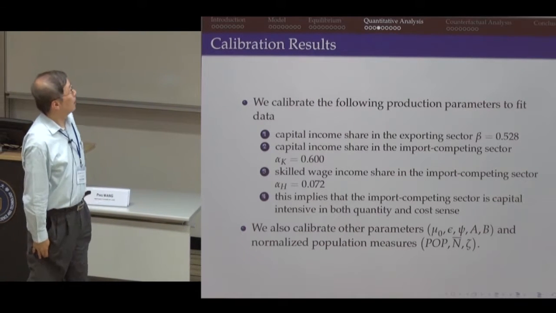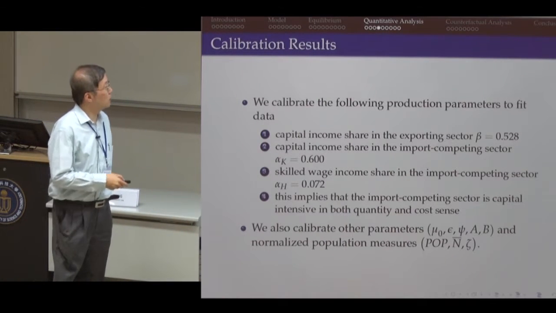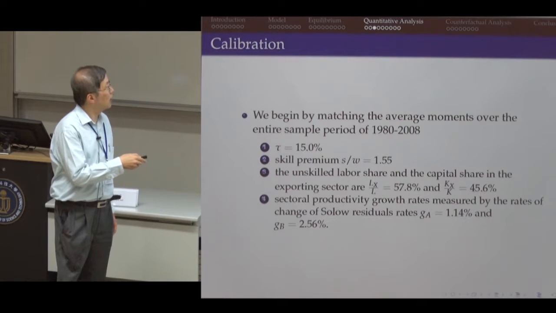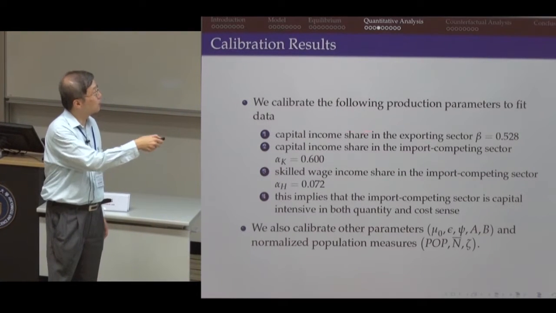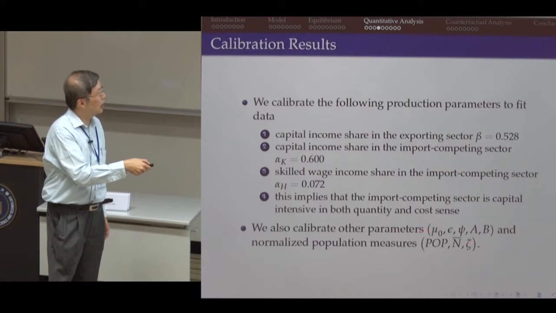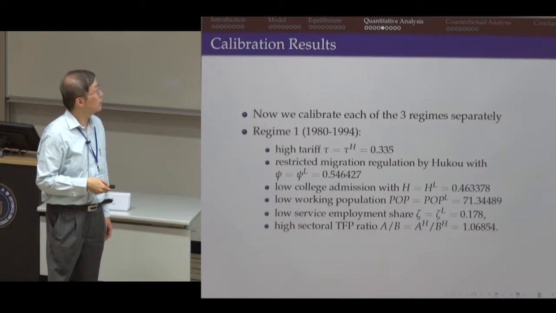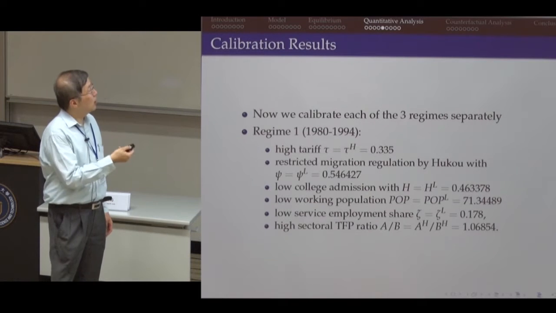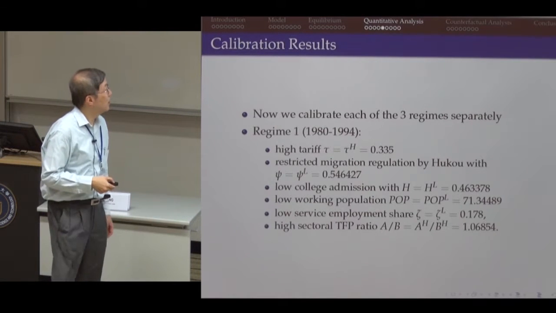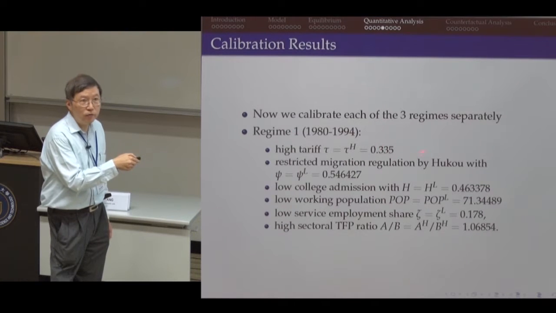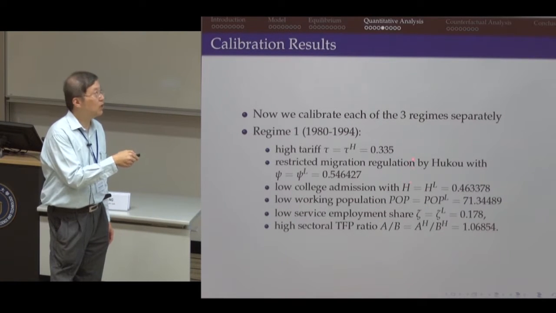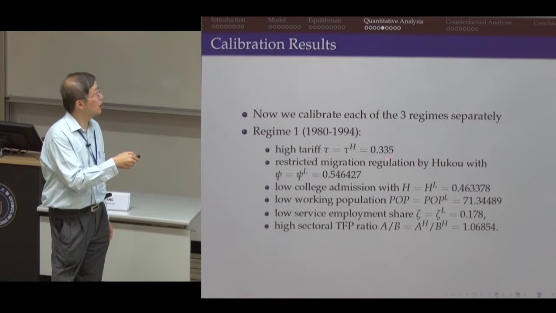Okay. Then we have to calibrate everything to match. So we calibrate everything, and I'm not going to talk about the details, such as the production parameters and a lot of other things. And then we consider three different regimes. But the most important thing is that in the early regime, the effective tariff rate is almost 1/3.